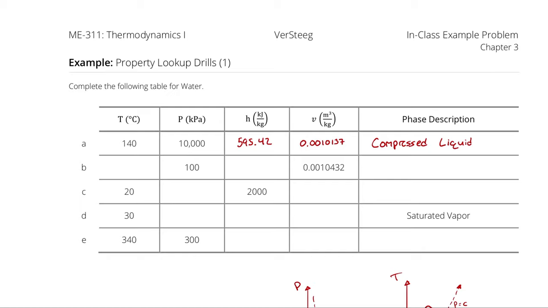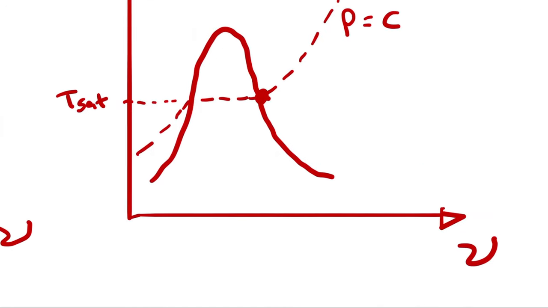For row B, we have a pressure and specific volume. So this time, we don't have the luxury of having two options to determine what our phase is. We have to look up the specific volume corresponding to a saturated liquid and a saturated vapor at 100 kilopascals. That corresponds to this specific volume and this specific volume. And just like we did with temperature or pressure, we can deduce what the phase is based on our value compared to these specific volumes.